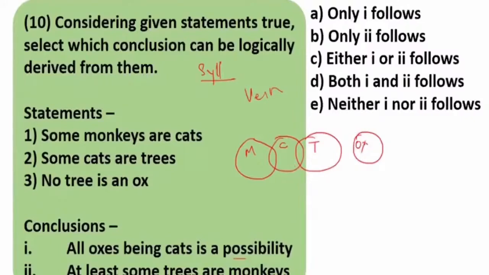Now over here what we can have here in this Venn diagram, this is not possible, right? For a possibility there has to be one diagram where the conclusion is not possible, one diagram where the conclusion is possible. Let's draw other Venn diagrams.